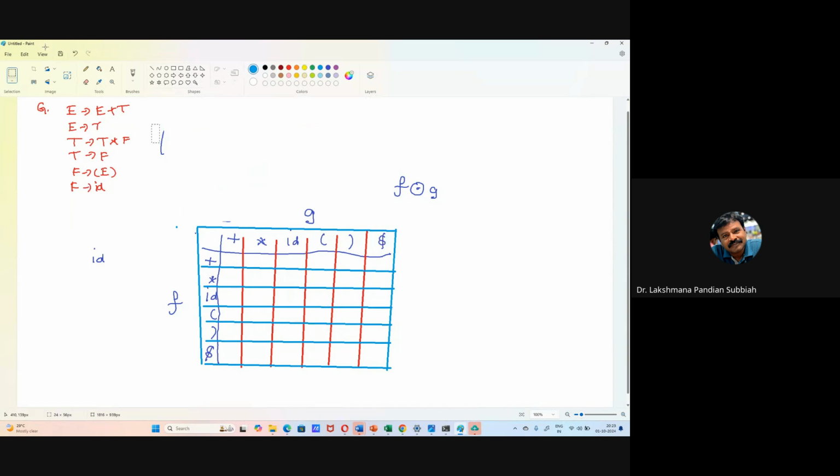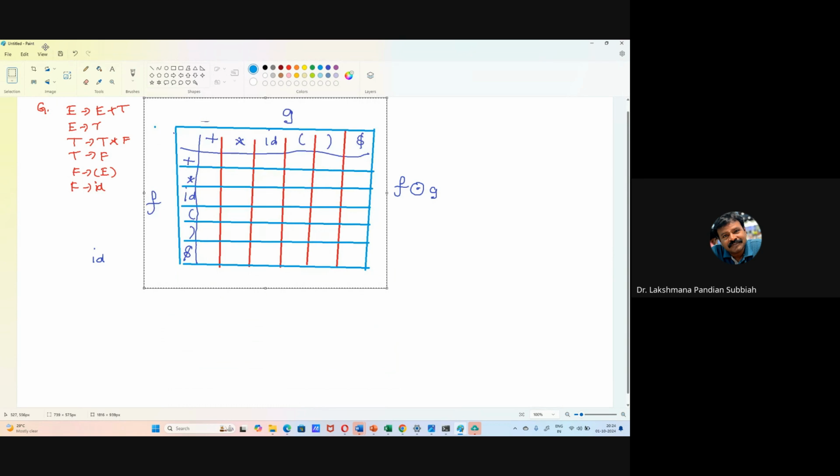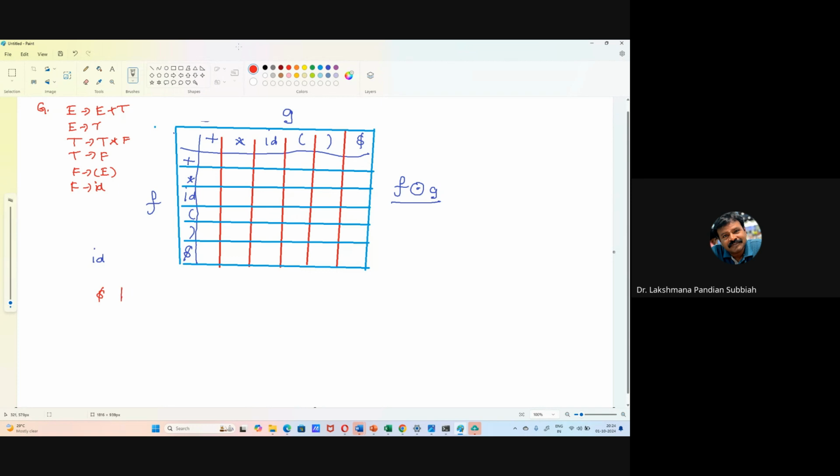Now we are going to find out the relation between those symbols. How do we do that? We'll see. Now we are going to find the relation between f of and g of. Here, first you have to consider the dollar and the star symbol, and it ends with dollar.